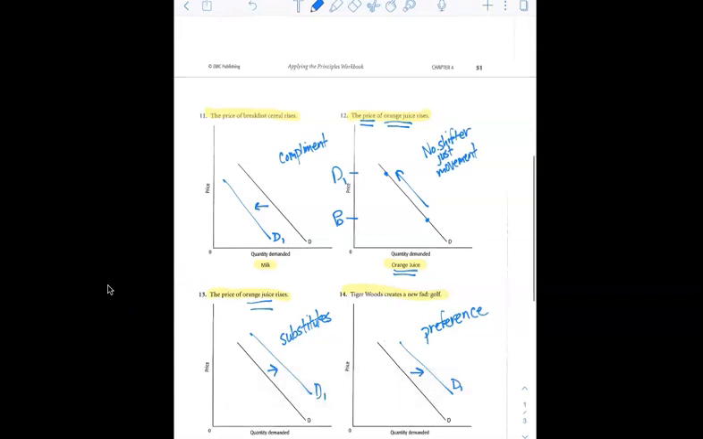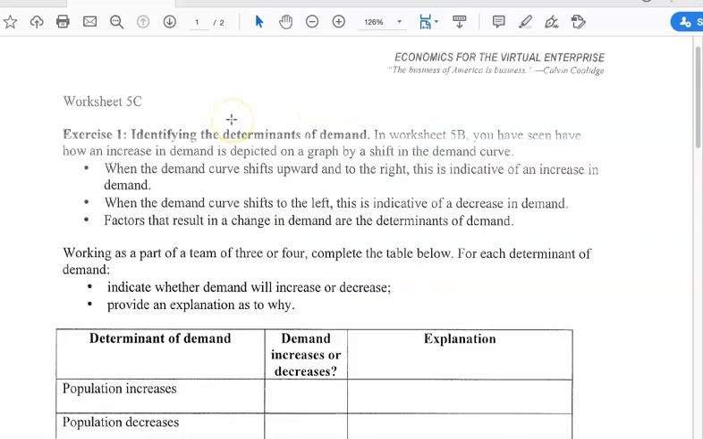Next, we'll take you to the assignment and just give you some quick instructions on how to get started on that. So your assignment's called Demand Practice Part 1. You have some instructions here. It says identify the determinants of demand. That just means the shifters. Don't worry about worksheet 5B. We haven't done that. What we have talked about is how an increase is depicted on a graph when we have a shift in the demand curve, such as when it shifts upward to the right, it's indicating an increase in demand, and when the curve shifts to the left, it's indicating a decrease in demand. And the factors that result in the change, these are the shifters, the determinants of demand.